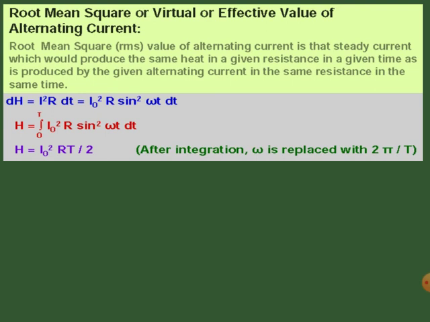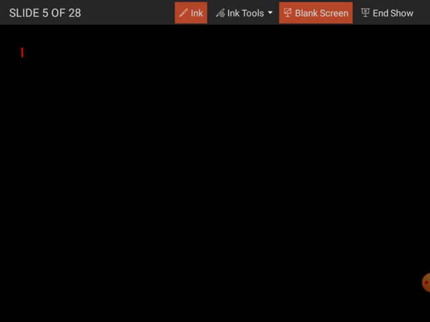angular frequency, and it can be replaced by twice pi by T. And you know how this formula comes. If you want to know it, then I will do it. Okay, let's take it as a blank, right? Now your heat H will be equal to the integration of I naught square R sine square omega t dt, and the integrating limit is from 0 to T. You can also do it by yourself by changing the integrating limit from 0 to T by 2 also. The same result will come.